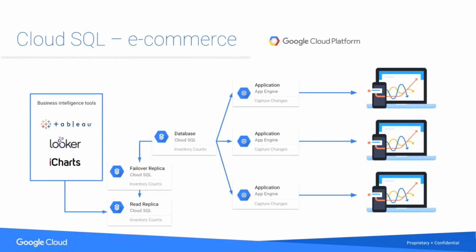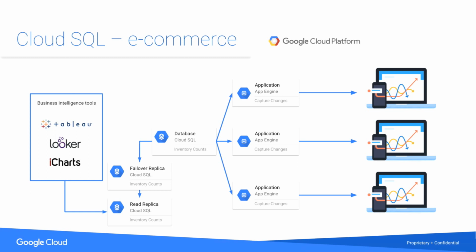So a good example of how people are using Cloud SQL is with e-commerce. So here's a fairly common architecture. You might be running App Engine or Compute Engine as your sort of application layer. This could be WordPress or Drupal or something. Then at the database level here, you can see that we're running in high availability mode. We have a failover replica, which means if the master node fails, then it will automatically fail over to that replica. Also here, we're using a read replica.